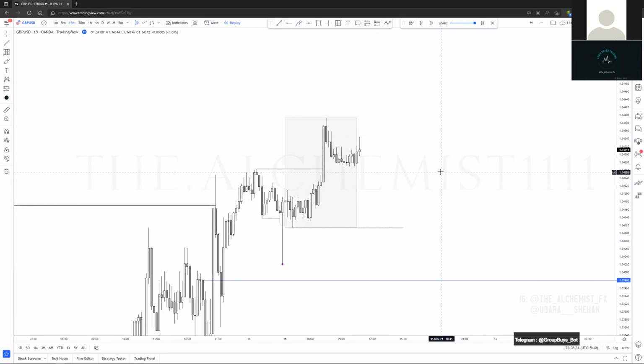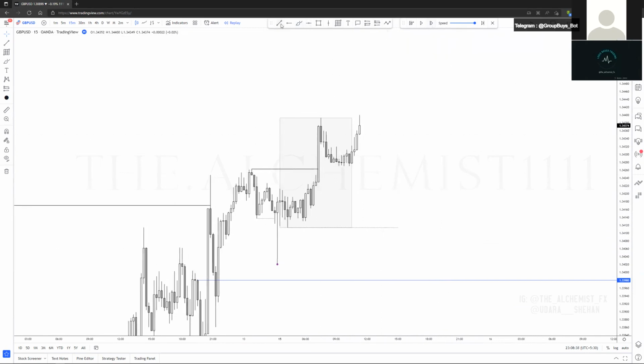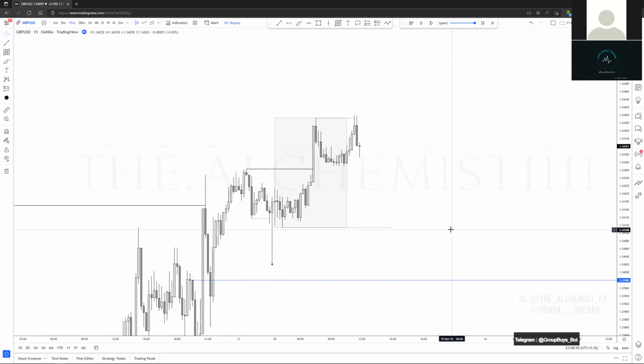Let's see what to do. There we go. Asian highs are taken out. Can you see that? Yeah, the Asian high is taken out and they're rejecting. See, now they're starting to pull back down.